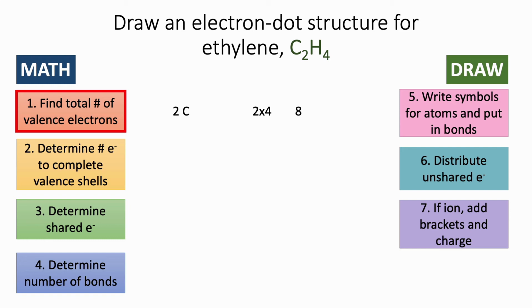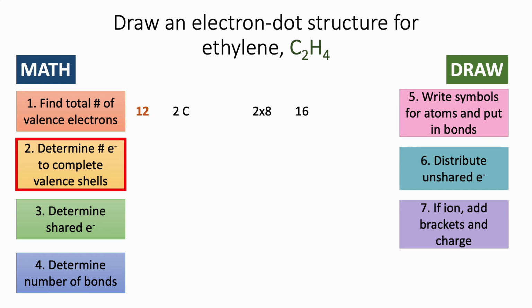We have 2 carbons, and instead of writing carbon has 4 and the other carbon has 4, I'm just going to write 2 times 4 because each of them has 4. So that gives us a total of 8. We have 4 hydrogens, each has 1, so that's going to give us a total of 4. And so we have a total of 12 valence electrons.